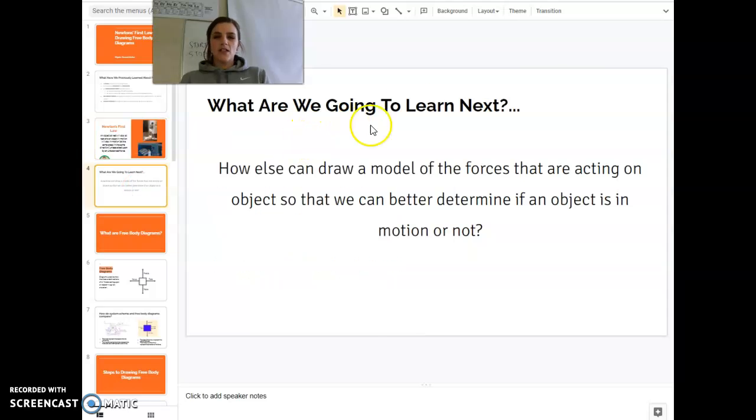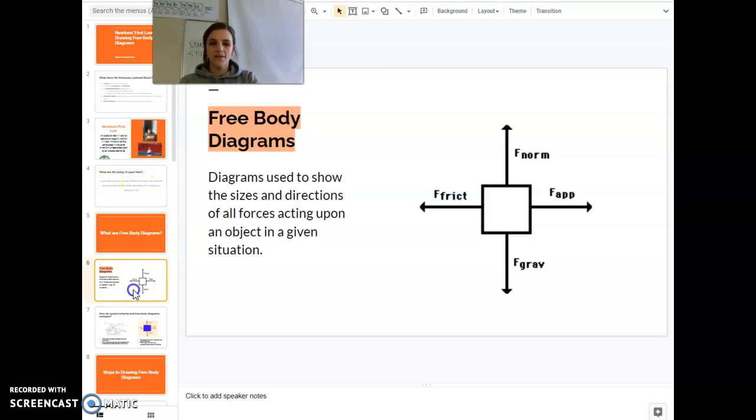Previously, we had used what's called system schema to help describe how objects are interacting and what forces are resulting. But since we really care about causing or not causing motion, we want a diagram that more conclusively says that, right? So we're going to be using what's called free body diagrams to help us better determine if an object is going to be in motion or not because of the forces that are at work. So what exactly are free body diagrams?